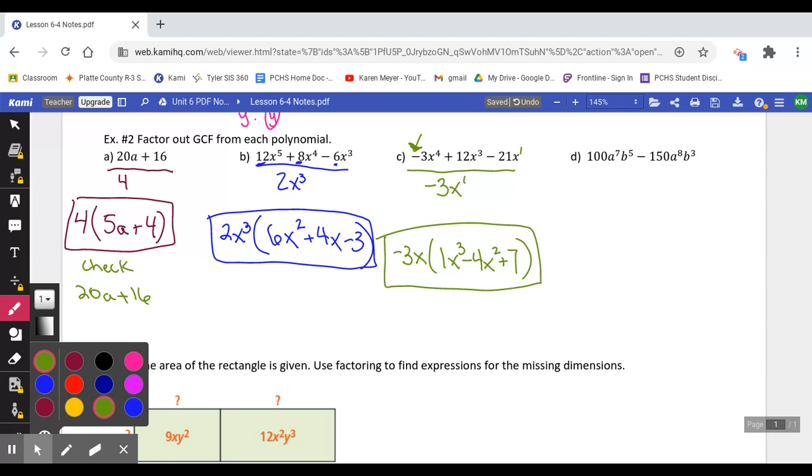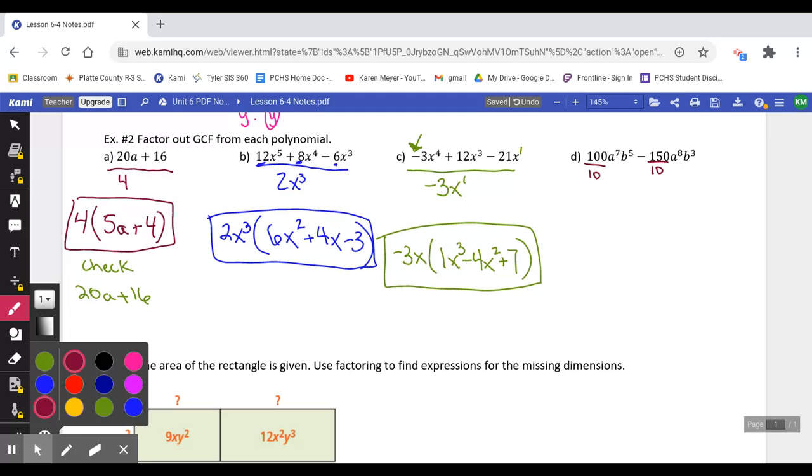Okay, last one here. This one is a little bit tricky because sometimes people have a hard time figuring out what is the largest thing that goes into 100 and 150. If you know the largest thing, fantastic. But I'm going to pretend like I don't know the largest number. So if the largest number doesn't jump out at you, then just pick any number that goes into both of them. I'm going to say, oh, both of these numbers are divisible by 10.